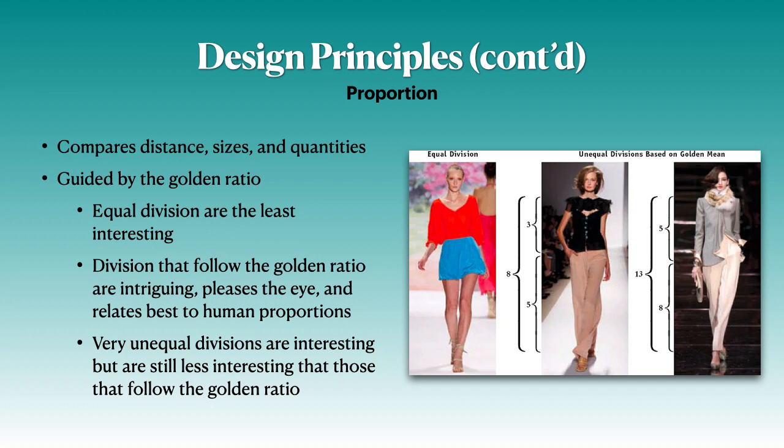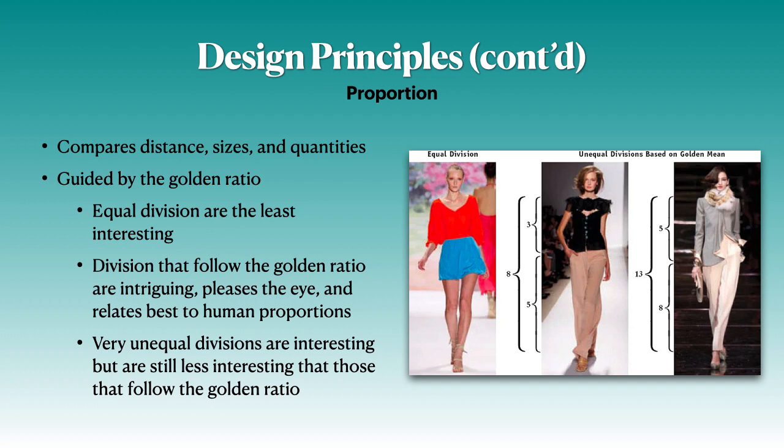Proportion. So proportion compares distance, sizes, and quantities. It is guided by the golden ratio. However, this book refers to it as the golden mean.